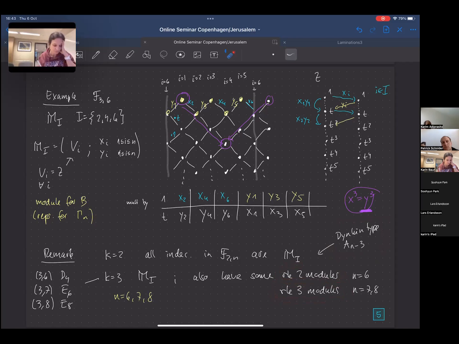So these situations are well understood, and Jensen, King, and Su really explicitly describe the whole setup and associated Dynkin type root systems to them. But in all other cases, so all other K, N, we have infinitely many indecomposable objects. So we cannot always understand the whole category. And also, they will be of arbitrary rank.